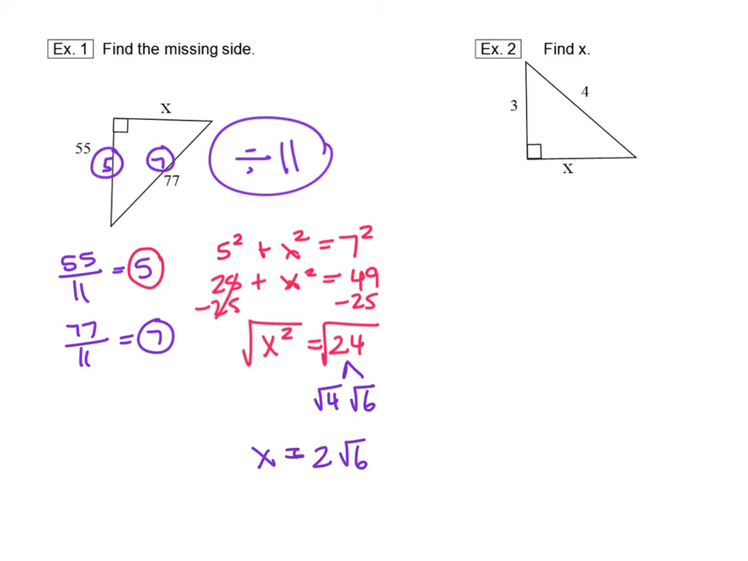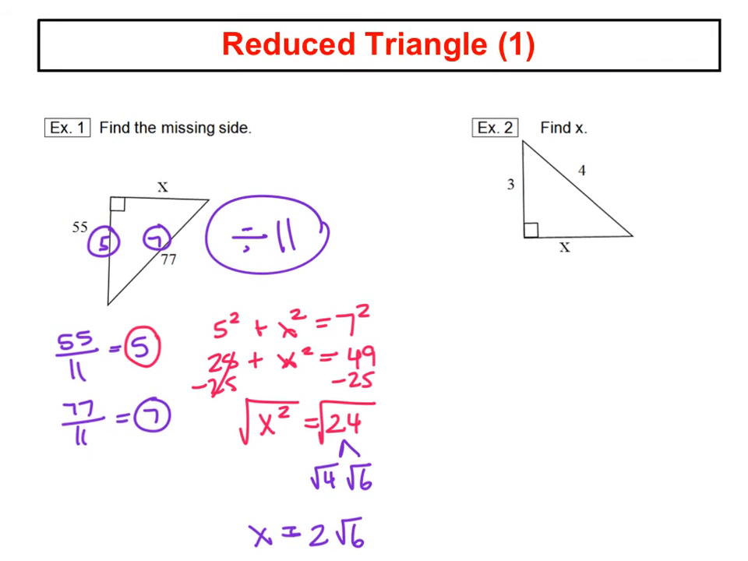Now remember, that is the reduced answer. And because up here we divided by 11 to get the reduced numbers, we're going to do the opposite of that. We're going to take our answer and multiply it by 11. So I'll go ahead and write that up here. We're going to multiply, what did we get? 2 times the square root of 6 times 11. 11 times 2 is 22, and that square root of 6 just stays. So our missing side is 22 square roots of 6.